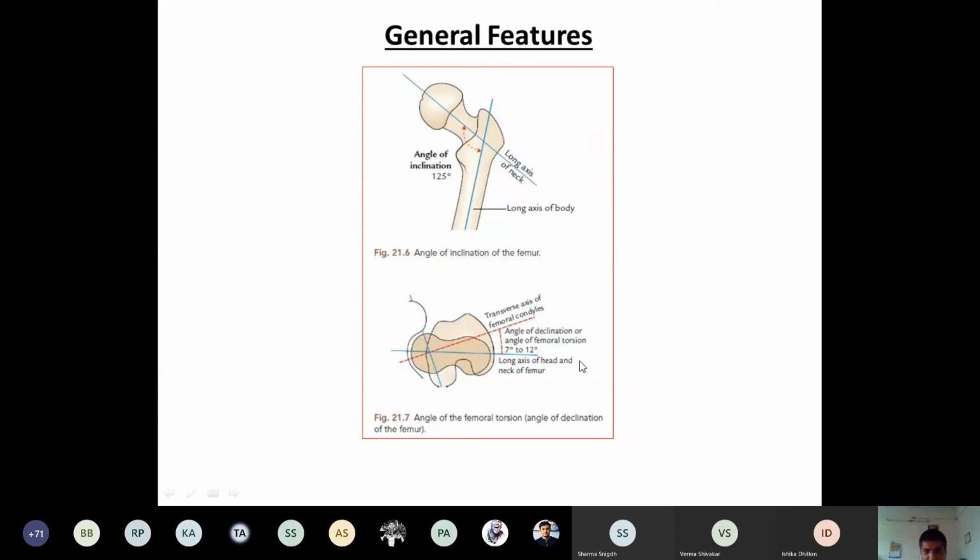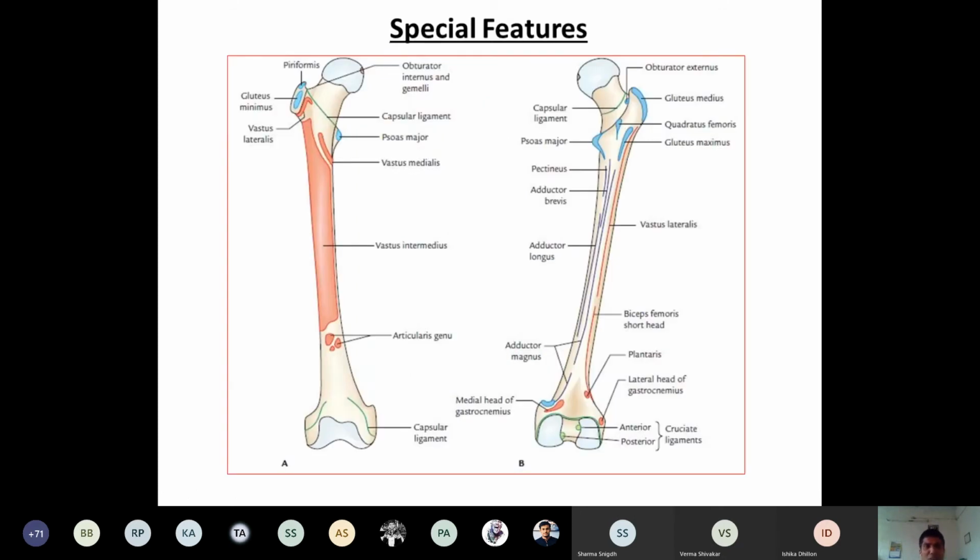Okay, and another angle which you have to know is the angle of torsion, the angle of femoral torsion. This is the angle between the transverse axis of the femoral condyles. See here, this is the transverse axis. The red line represents the transverse axis of the femoral condyles, and this blue line represents the long axis of the head and neck of the femur. So the angle between these is known as the angle of torsion, femoral torsion. This is 7 to 12 degrees. Okay, so these two angles you remember, and then some special features you have to learn quickly.